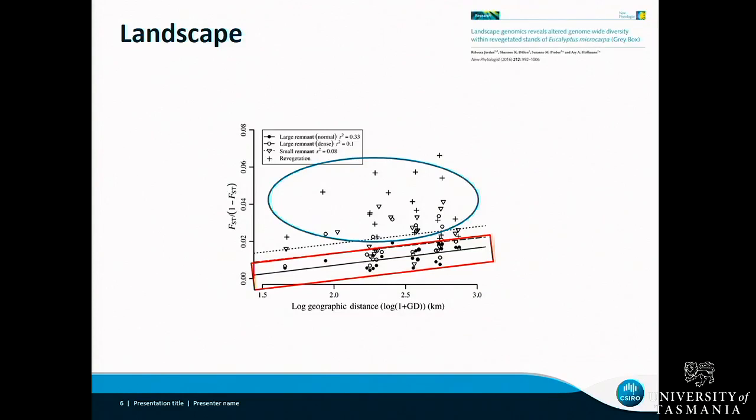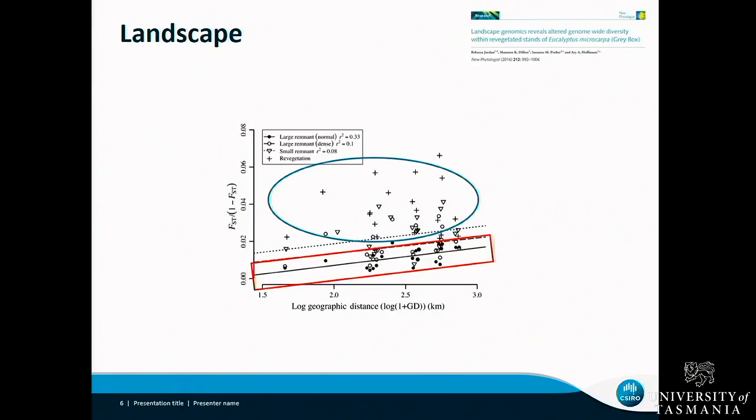Our revegetation sites are more different from each other for any geographic distance than we would see between natural sites, and they're more different than to the natural sites as well. So that cline, that pattern of genetic variation across the landscape, which may also include patterns of adaptive variation, doesn't seem to be replicated in our revegetation sites.